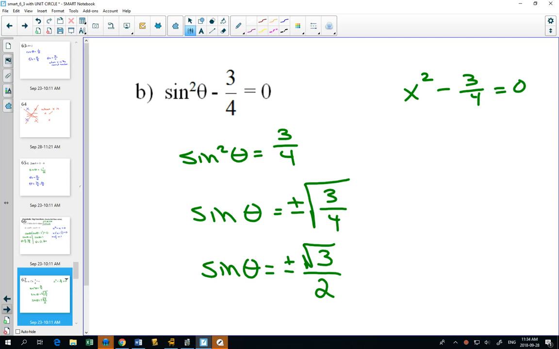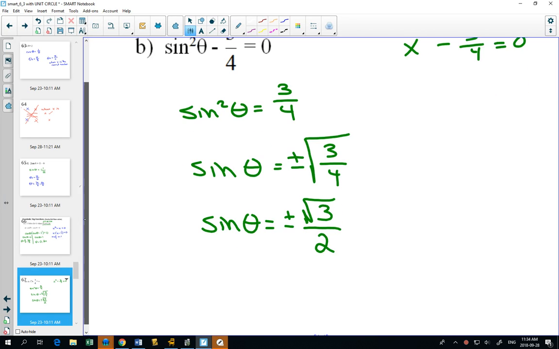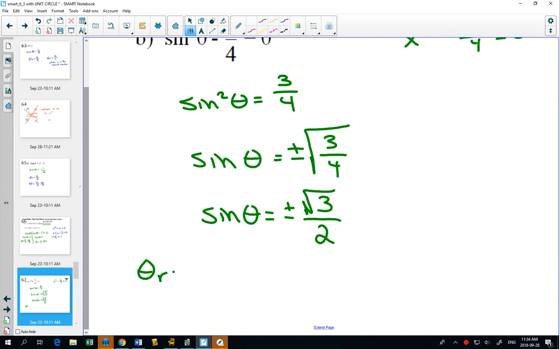Right. Is that on our pie plate? What's our reference angle? Pi over 3. And since we have plus or minus, we would have all 4 quadrants. So we would have the whole family come out. Pi over 3, 2 pi over 3. Family reunion, yes.